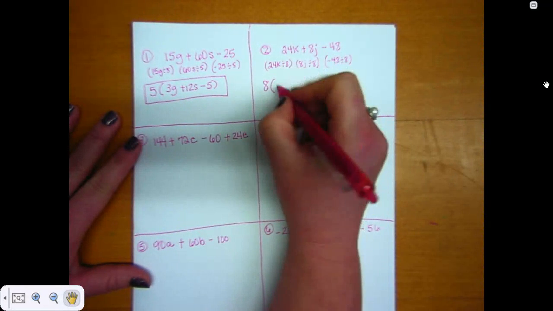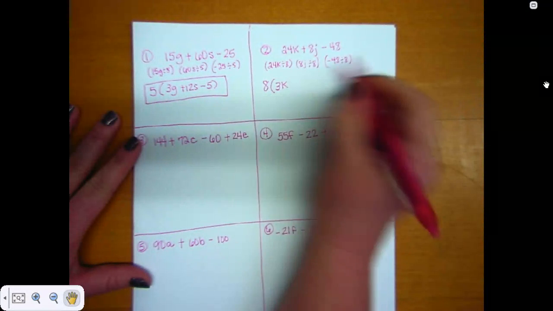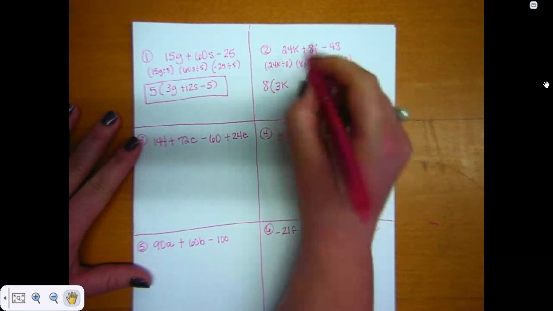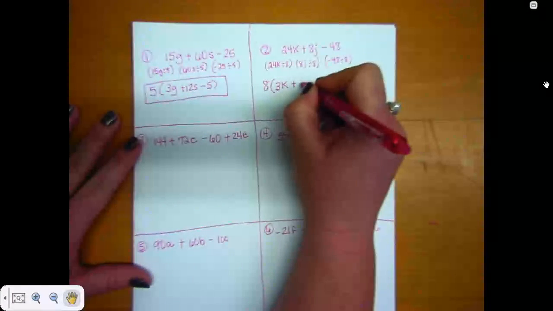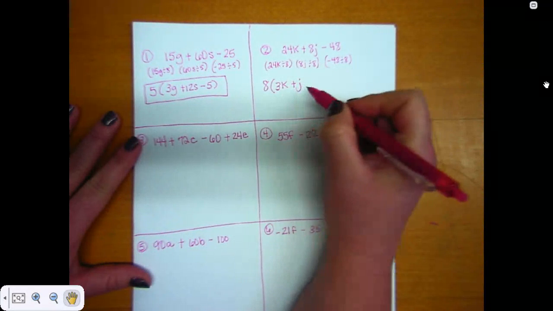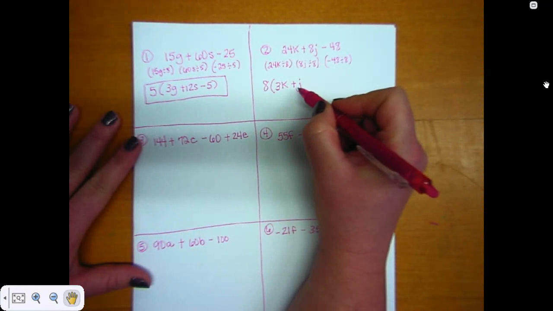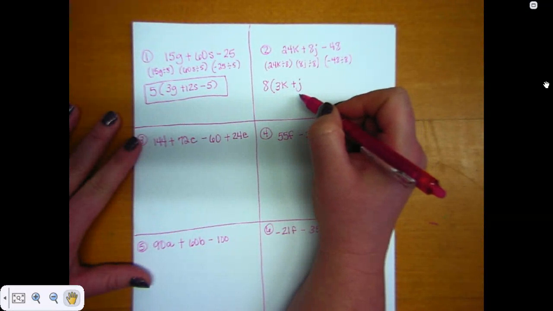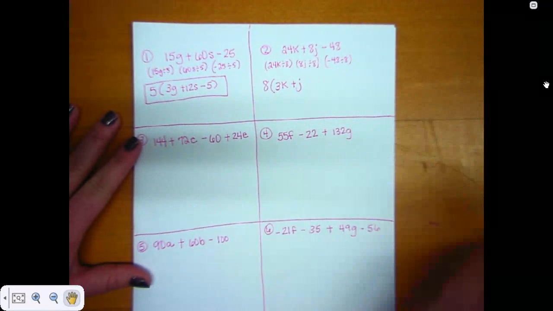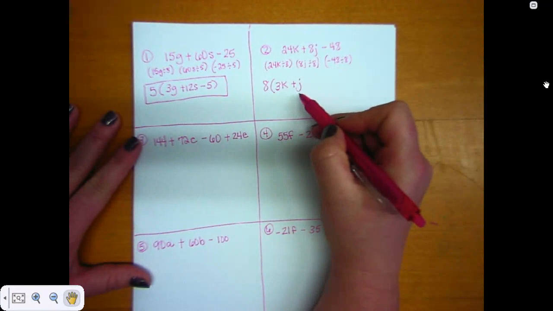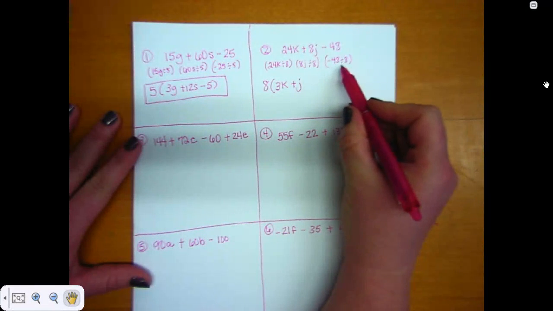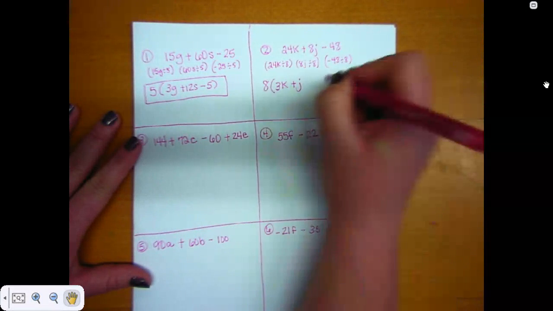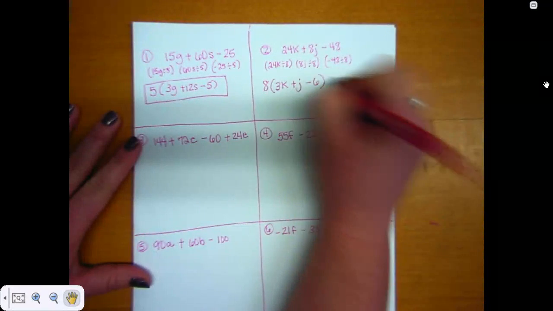24K divided by 8 is 3K. 8J divided by 8 is positive 1J. And remember, you can put a 1 in front of that J, but you don't have to. And when you see it written in math terms, you usually don't see the 1, so I'm not going to put the 1 there because I don't want you to get used to seeing a 1. Negative 48 divided by 8 is negative 6.